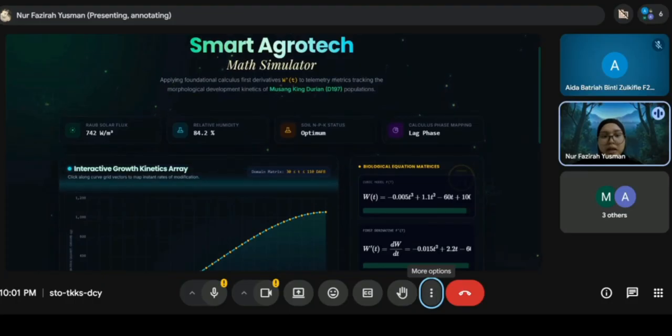First, my website displays the ecosystem telemetry that constantly tracks localized environmental variables. Right now, the dashboard shows a solar flux of 742 W per m² driving photosynthesis, a relative humidity of 84.2% regulating transpiration, and an optimum soil NPK status showing ideal micronutrient levels.